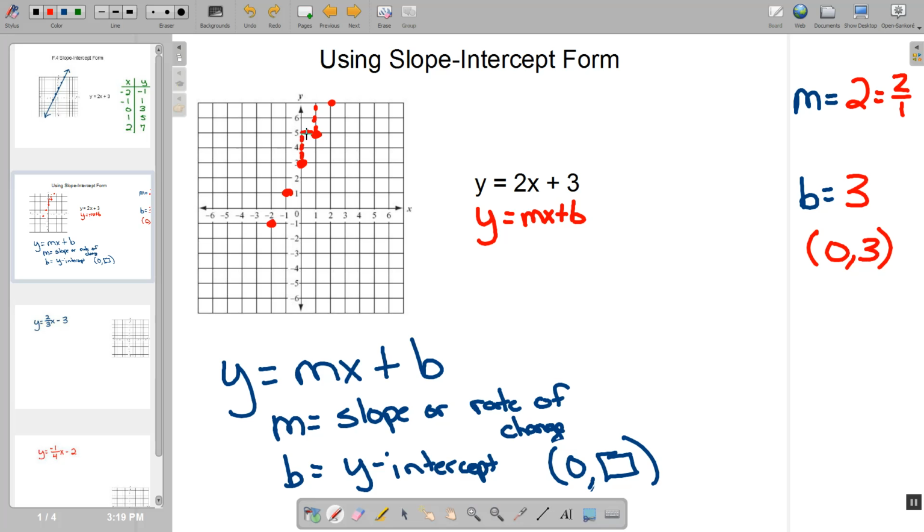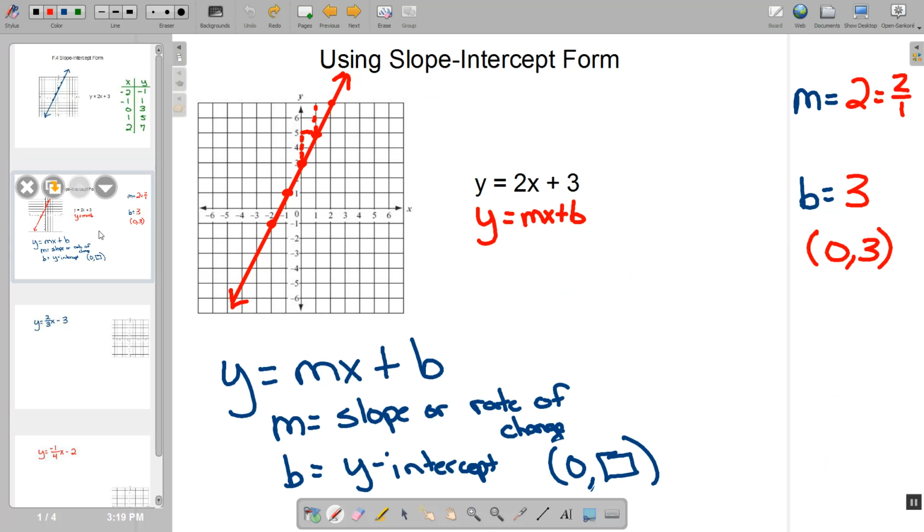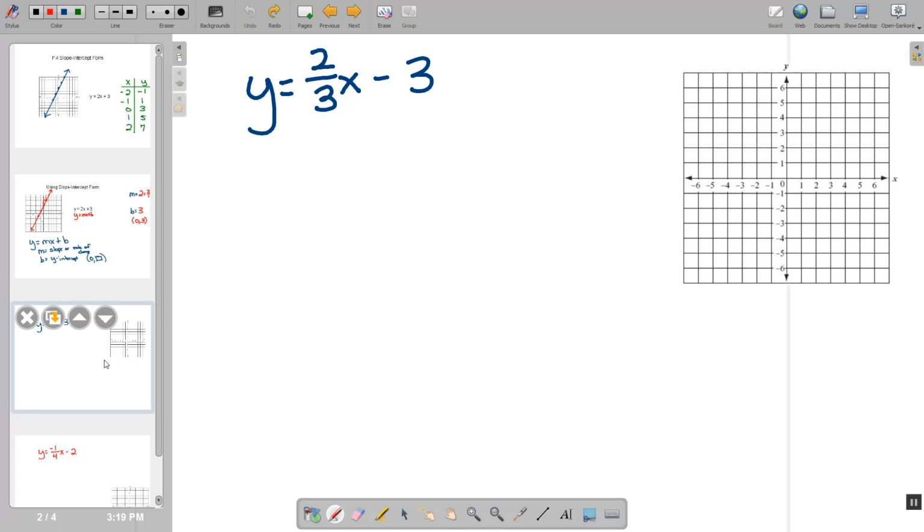And I'm hoping at this point you realize that what we made is the exact same line that we'd made in the other slide. And that's because when you're graphing with slope-intercept form, you're not graphing different lines. You're actually graphing the exact same thing, just faster. So let's do another one. This is where slope-intercept form becomes more effective.